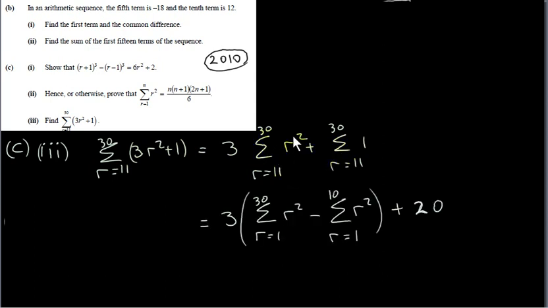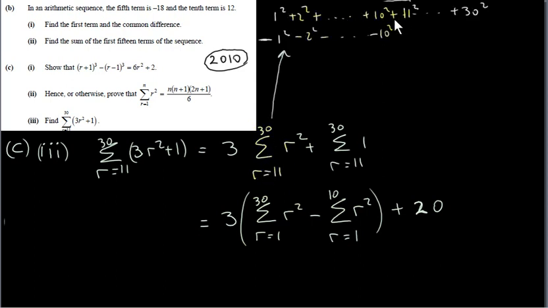Now we can write sigma r squared from r equals 11 to 30 as sigma of r squared from r equals 1 to 30 minus sigma of r squared from r equals 1 to 10. Okay, so if we subtract off the first 10 terms from this here, then we're left with a term beginning with 11 squared, if we put in 11 for r, up to 30 squared. So we're left with this sum here.